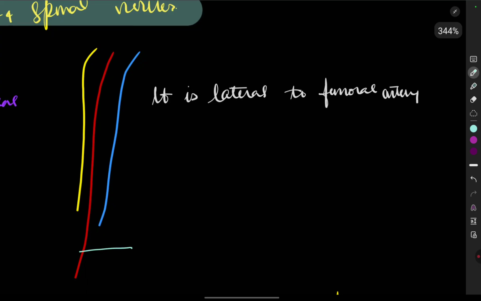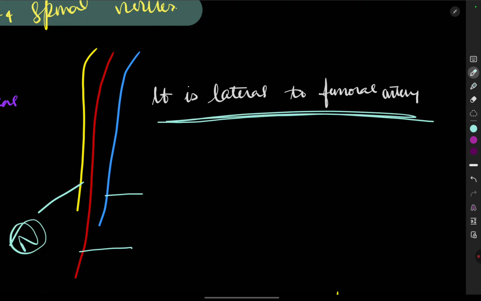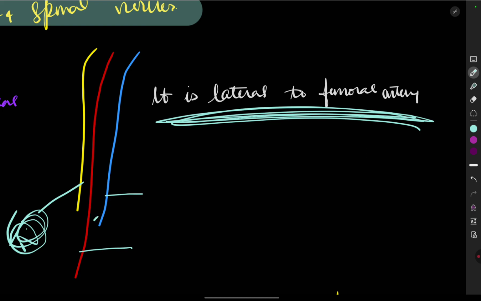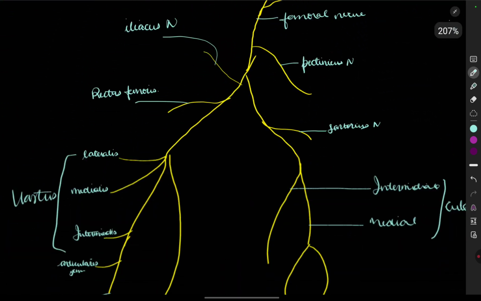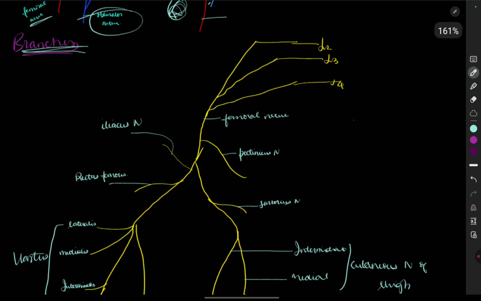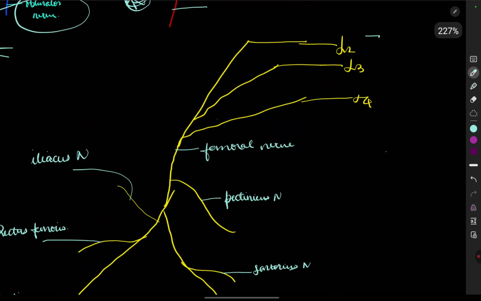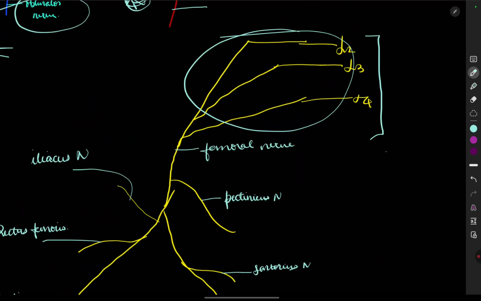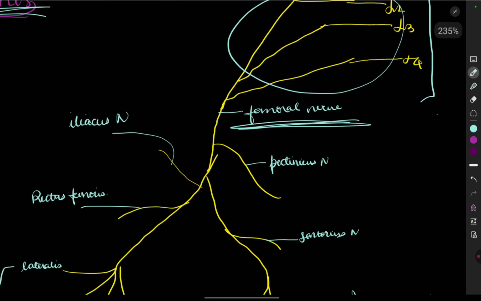So this red is the femoral artery, medial to it is the vein, as we discussed earlier, and lateral to it is the femoral nerve. It is lateral to the femoral artery. Okay, it is lateral to the femoral artery. Alright, now we are going to see its branches, right? See, L2, L3, L4 on the dorsal side gives the femoral nerve, as I already told you.